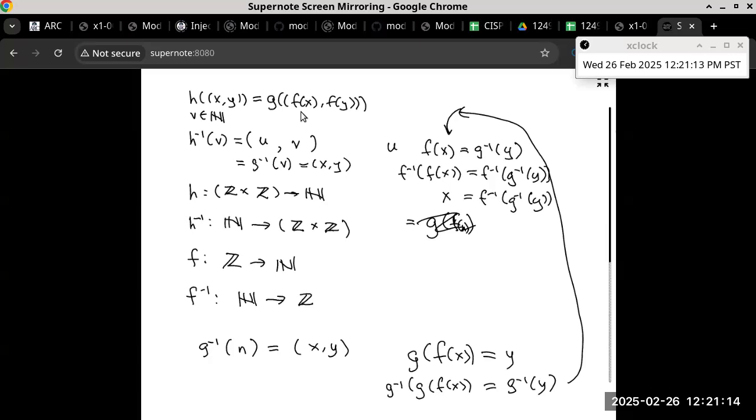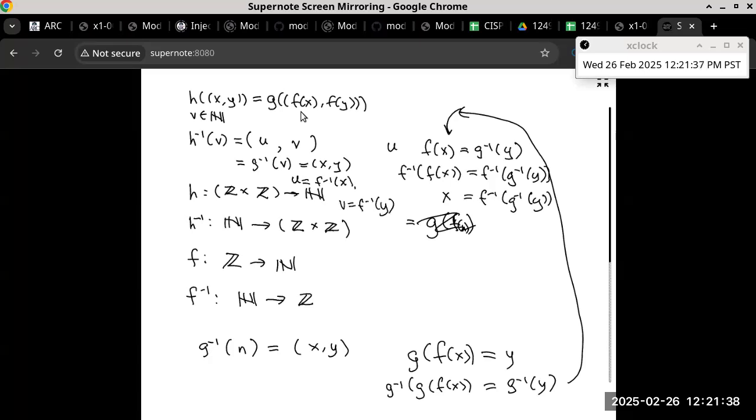But x itself is after the application of f. So now we have to reverse that. So now you have to apply, basically u is f inverse of x, and then v is f inverse of y.